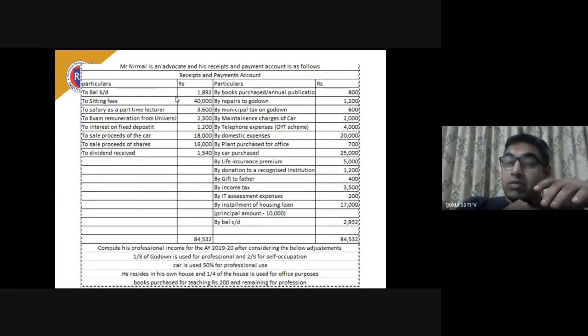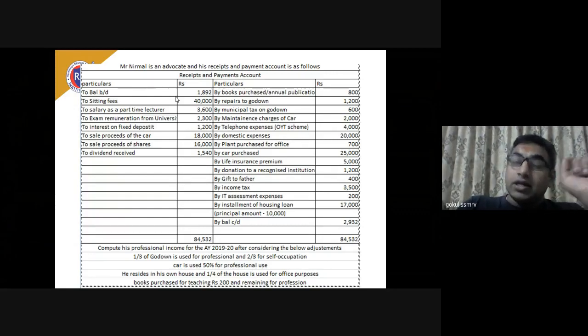And then exam remuneration from university, so there could be an employee-employer relationship. It is not specifically mentioned. In such cases you go by the logic, because there is nothing like a hard and fast rule here. If you feel that he is being given this remuneration by virtue of being a lawyer, then you can consider that. If not, in this case I'm not considering that, because I feel that this could be some other remuneration. So you don't have to exactly go by what is given in the book. You could go by your logic. Only thing is, please mention a note there saying that it has been considered as a professional receipt.